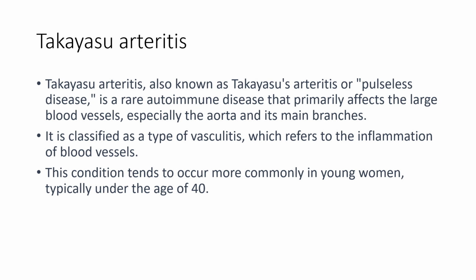Now what is Takayasu arteritis? Takayasu arteritis or pulseless disease is a rare autoimmune disease. Now what do I mean by autoimmune? It is a disease in which our immune system attacks our own cells, and in this case it attacks the endothelial cells of the aortic arch and the branches of the aortic arch. So it affects large blood vessels, especially the aorta and its main branches. It is classified as a large vessel vasculitis, which refers to inflammation of blood vessels. This condition tends to occur more commonly in young women, typically under the age of 40.